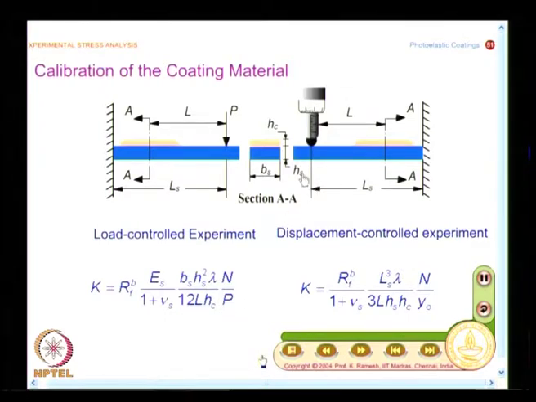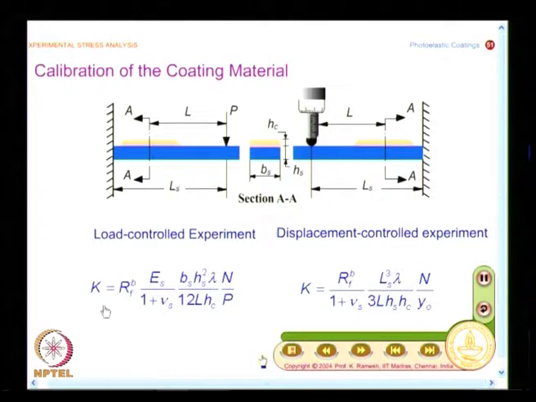On the other hand, when I come to the displacement controlled experiment, the expression is recast and you have n divided by y naught, where y naught is the deflection at the load application point, the displacement control point. Whatever displacement I introduce, taken at length Ls, for that distance, what is the displacement that is being used.